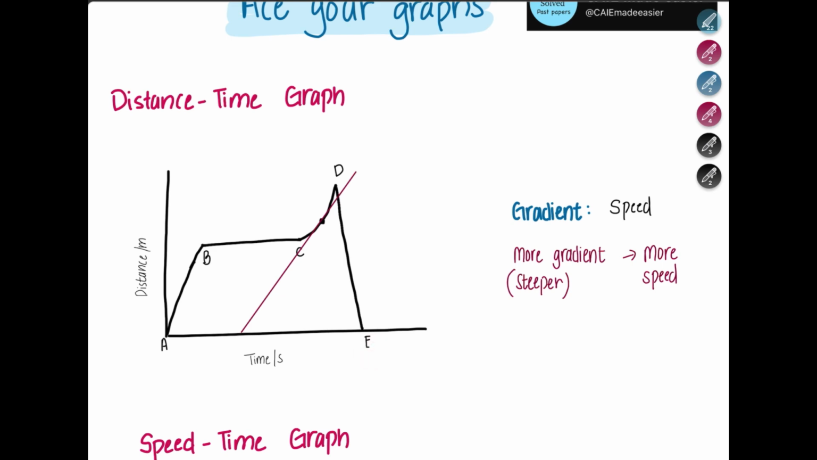Now, one more thing that you can notice here, that we have a curve. And if they ask you to find the instantaneous speed at that point, you have to draw a tangent and then find the gradient of that tangent.